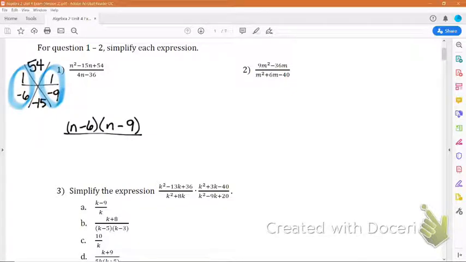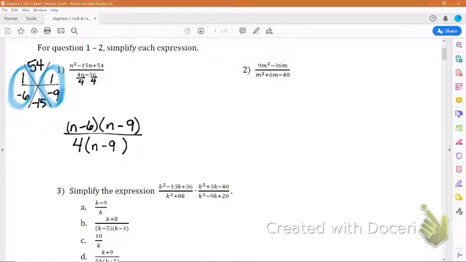For the denominator, you can't use an asterisk. You must take out the greatest common factor. So looking at 4n and 36, they're both divisible by 4. If I factor a 4 out, that means you're taking both terms and dividing them by 4. Well, 4n divided by 4 is 1n, or just n. And negative 36 divided by 4 is negative 9.